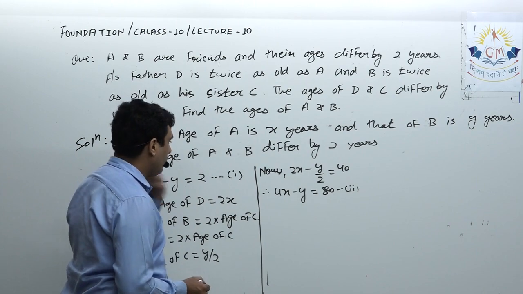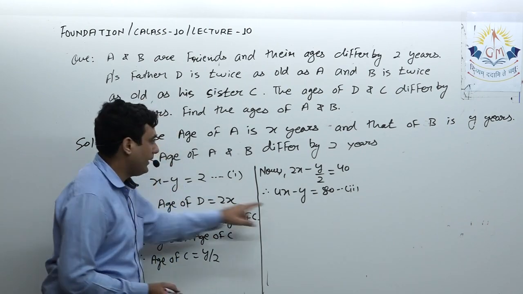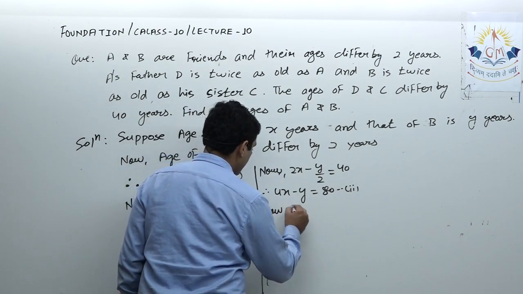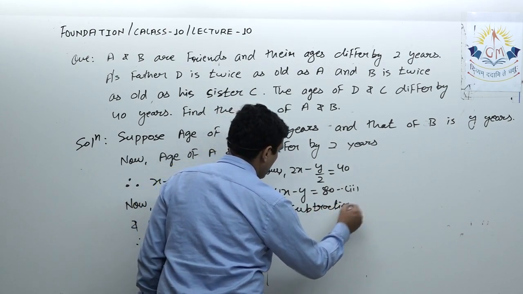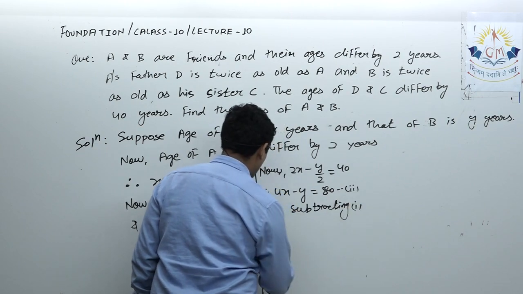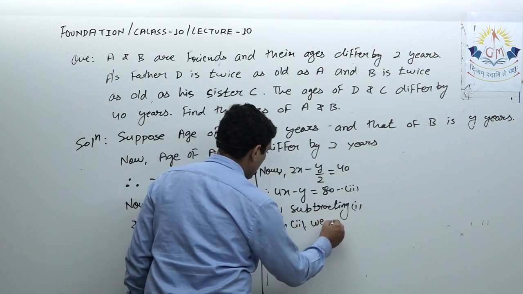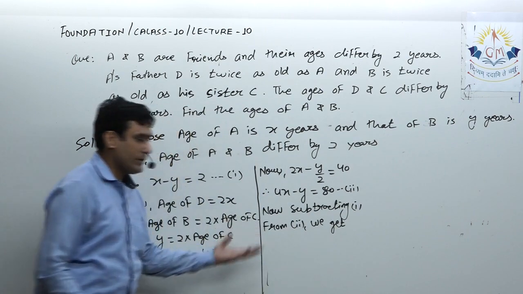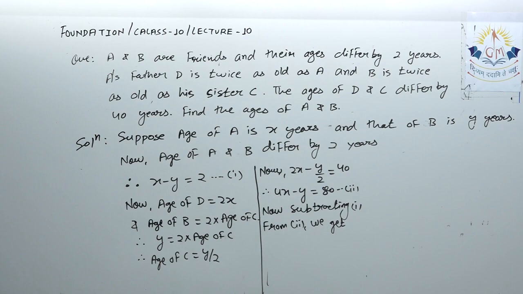Okay, so simply what you have to do is subtract the first from the second or the second from the first, because minus y and minus y are there. So now subtracting the first from the second, we get... try for a while, the equations are ready, it's very easy to get the answer, then I will give you the remaining solution.